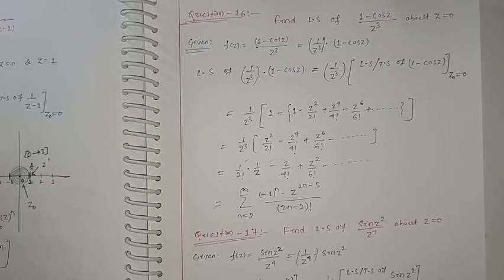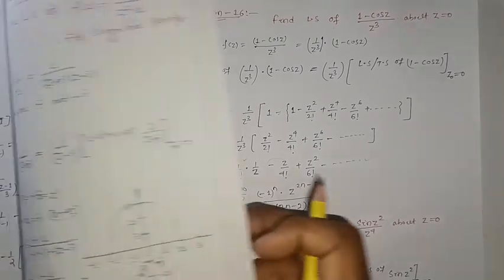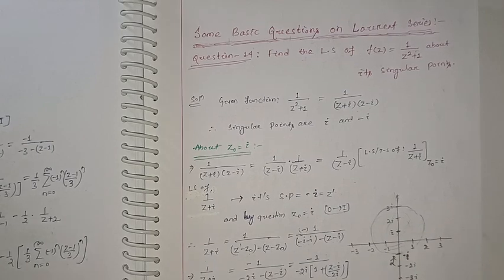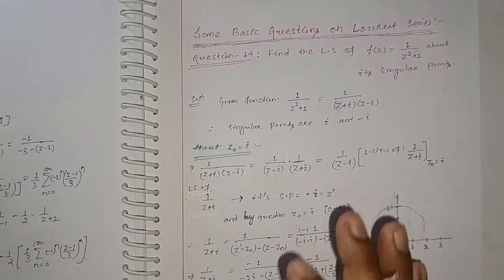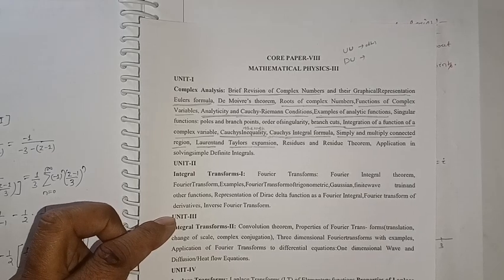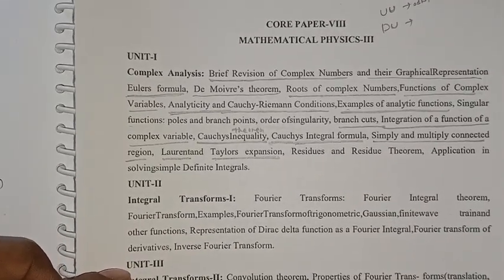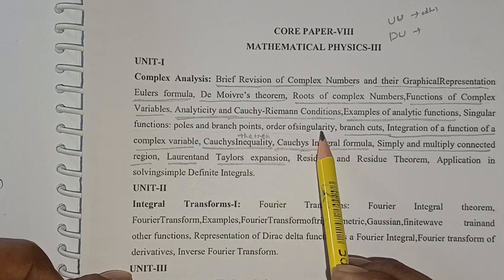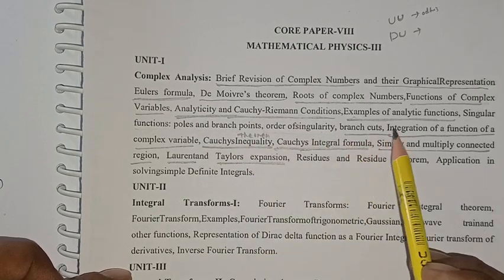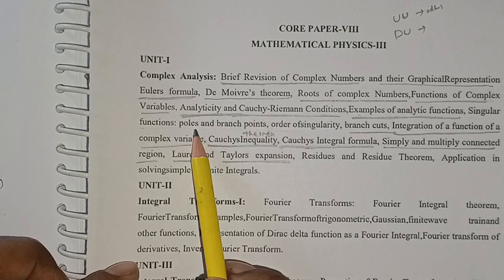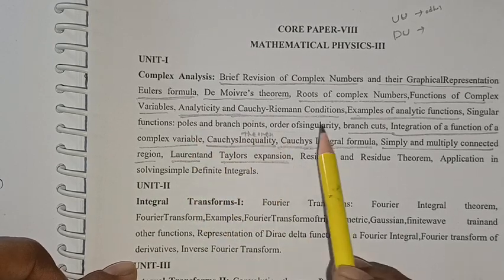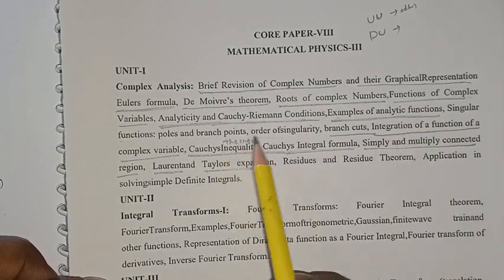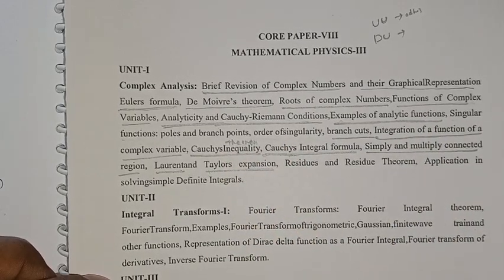Okay. So this is all about the revision and some basic questions on Laurent series. Here we are going to stop our discussion. In our next class we are going to discuss poles and branch points, order of the singularity, and branch cut. We have already discussed the different types of poles. What the branch point and order of the singularity are, we will discuss in our next class, and the corresponding numericals also.